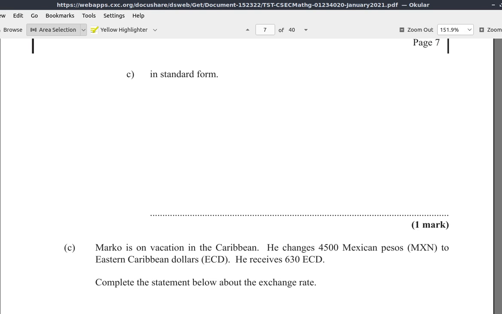Now, here, part C deals with some sort of currency exchange. So we look at part C in our next video.